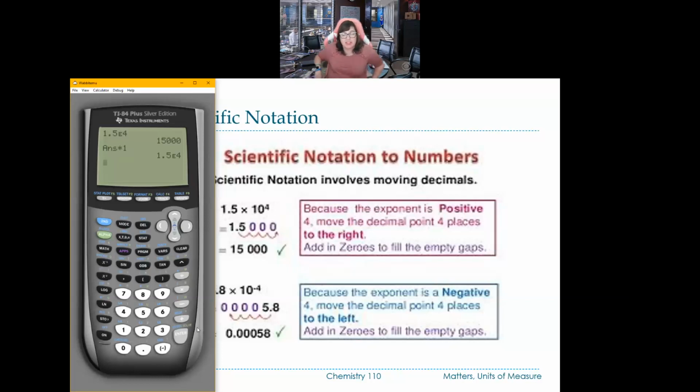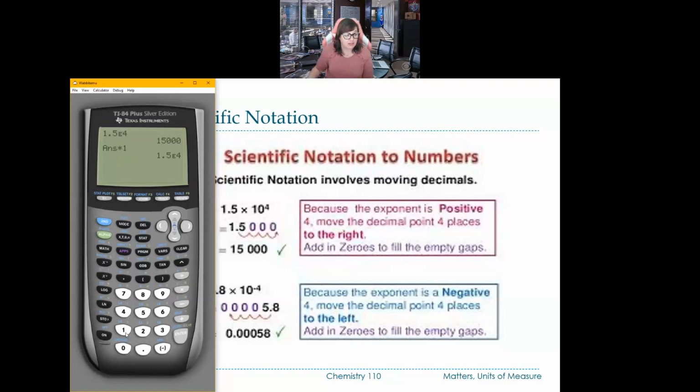Not all calculators are going to be exactly the same, but you should be able to Google for your calculator how to do it. And if you can show me your calculator, I can probably show you where it is, because that's kind of what happens when you're a teacher of science. You need to figure these things out. So that's how we do that.